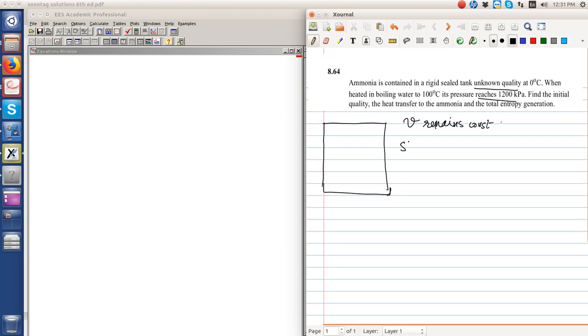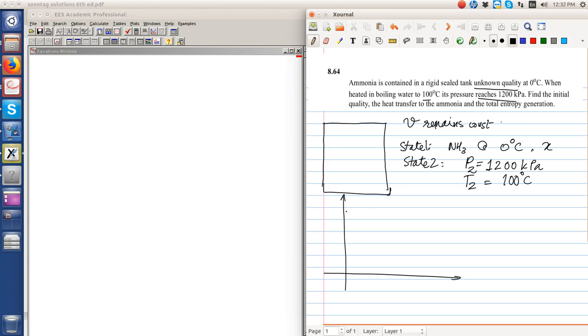So NH3 at state 1 is at 0 degrees Celsius and some X. State 2, when heated in boiling water to 100 degrees Celsius, its pressure, so the final pressure is 1200 kilopascal. The temperature, it is heated to 100 degrees Celsius. Find the initial quality.